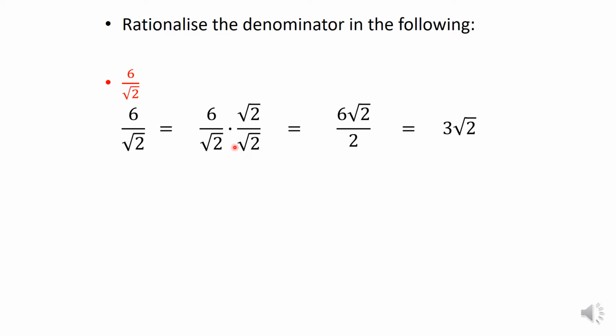So why do we choose to multiply by root 2 over root 2? Well, the reason is because root 2 times root 2 gives 2, a whole number. Okay, so the top line 6 by root 2 gives 6 root 2, and underneath we have 2. When you divide that 2 into the top line, you get 3 root 2, and it is rationalised.